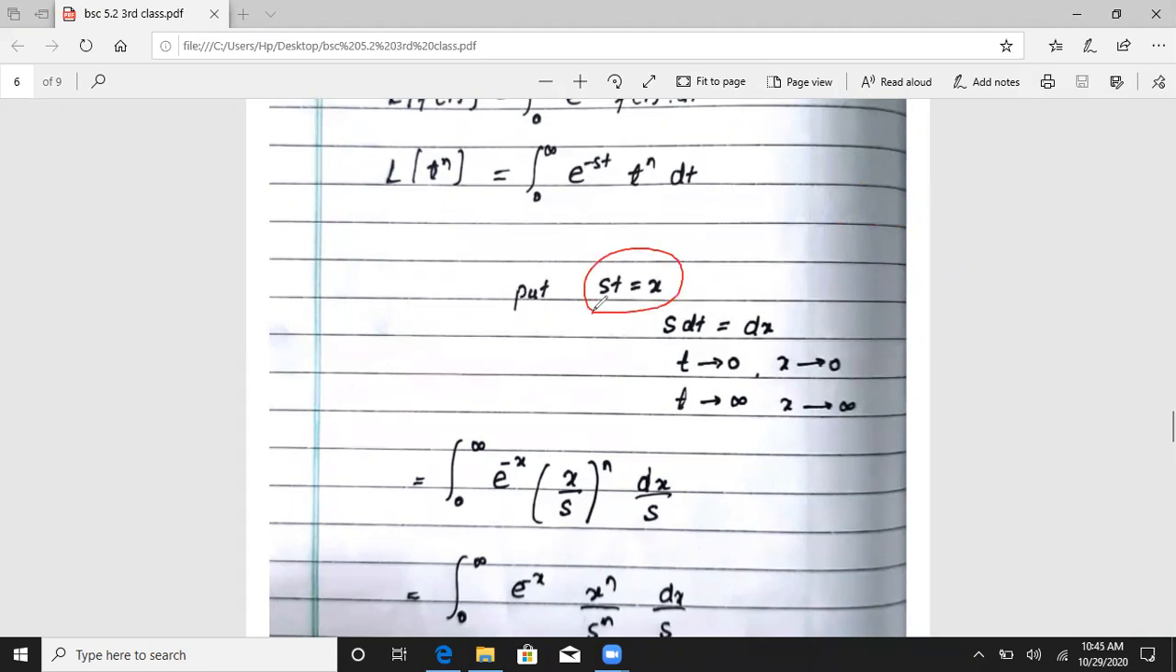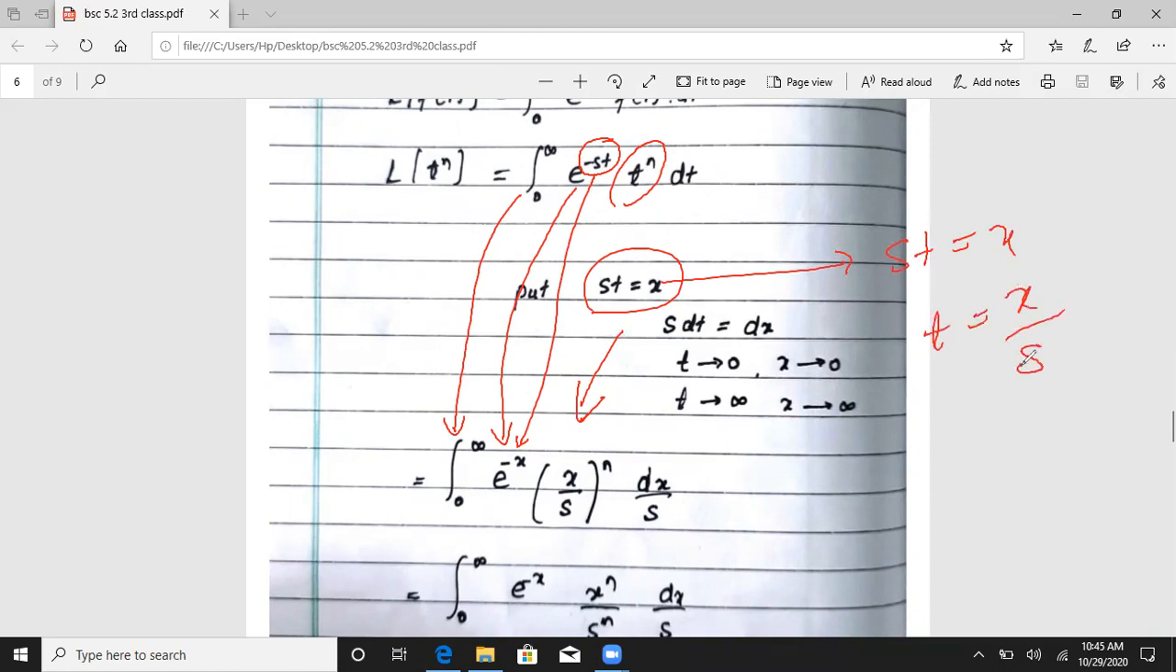Then this function I substitute here: integration over 0 to infinity, e to the power minus x instead of writing st, and t to the power n. Here st is equal to x, so t is equal to x by s. And here t to the power n means x by s whole to the power n.